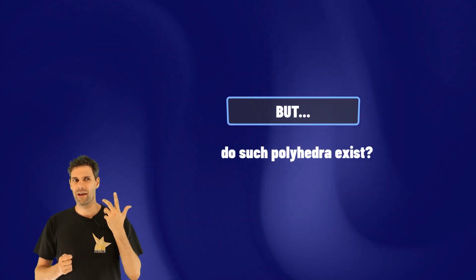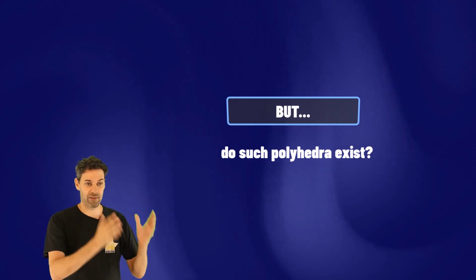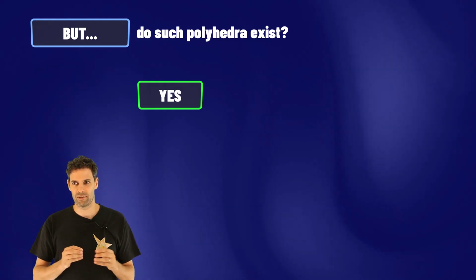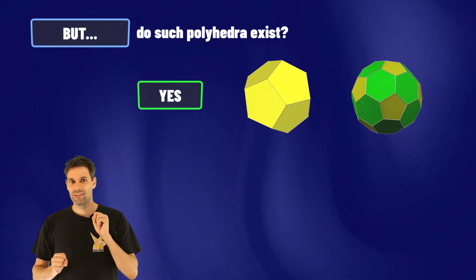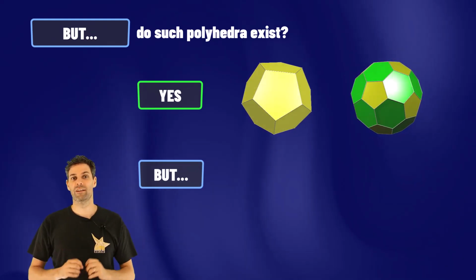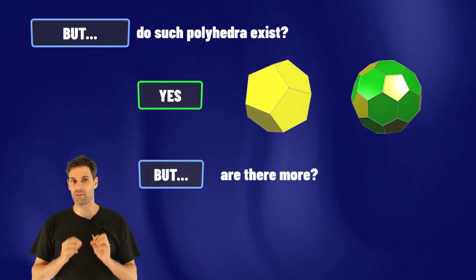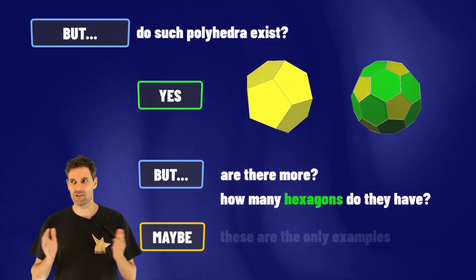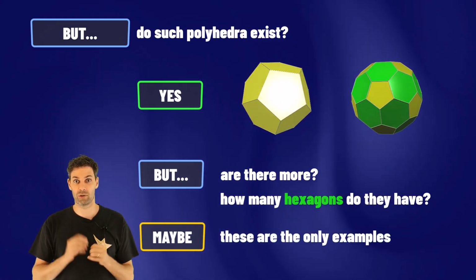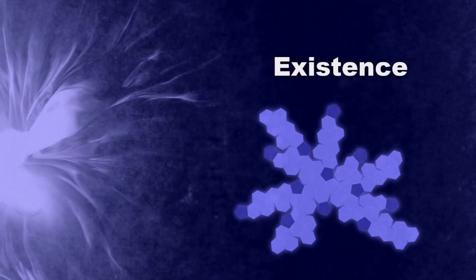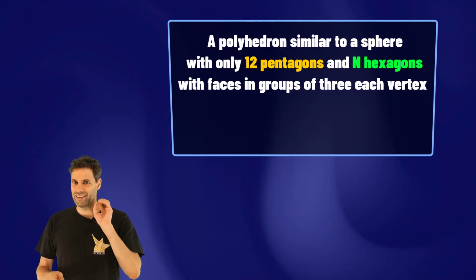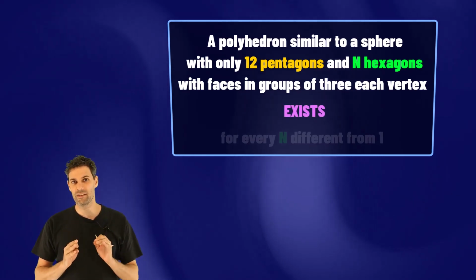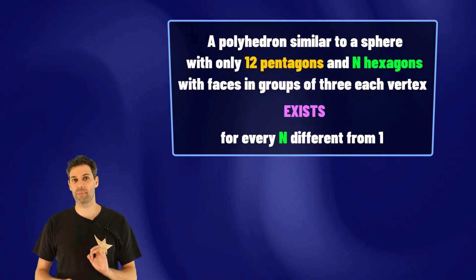How can we prove that a polyhedron with these characteristics exists? Well, we know that there are some examples. For instance, these. So now the next question is, how can we guarantee the existence of this polyhedron for every number of hexagons? Maybe there are just these 2 cases, so with 0 hexagons or 20 hexagons and no more. The correct statement is that this kind of polyhedron exists for every number of hexagons except 1.